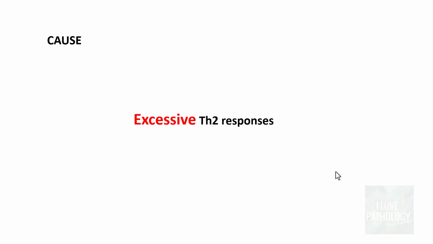What is the basic mechanism of type 1 hypersensitivity reaction? In this case, there is excessive T helper cell response. Let's understand in detail how this excessive T helper cell response results in type 1 hypersensitivity reaction. So consider this as a mucosal surface, say a bronchial epithelium. So that's a respiratory epithelium.